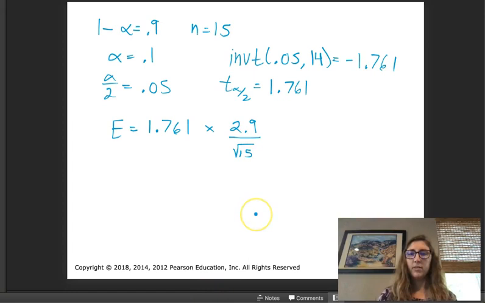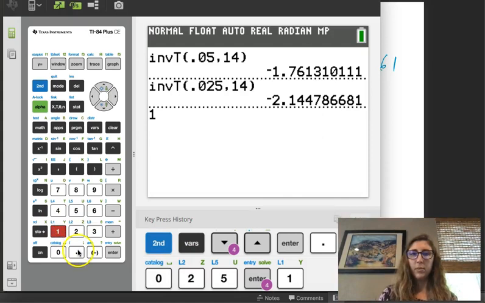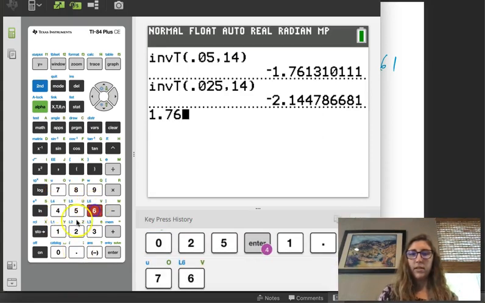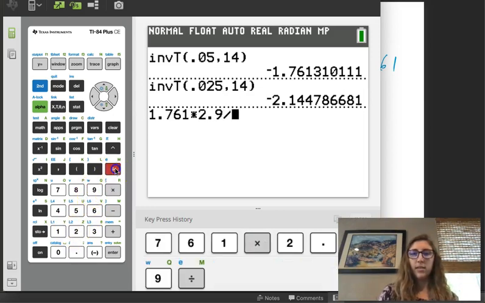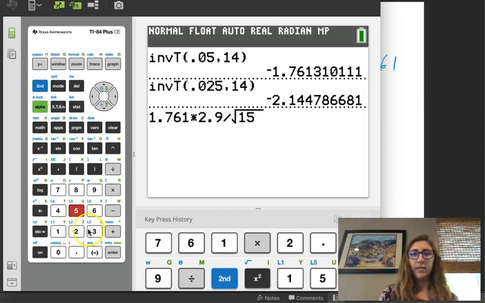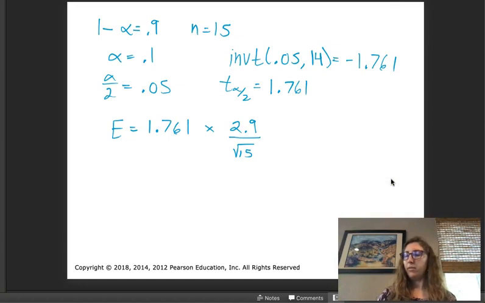All right, so we type that into our calculator here. Let's do that. So we want 1.761 times 2.9 divided by the square root of 15. Perfect. So we get 1.3186. Okay, so now we have our margin of error.